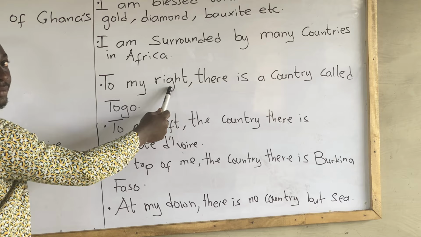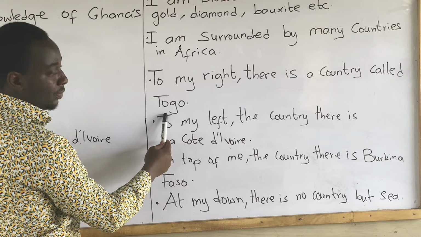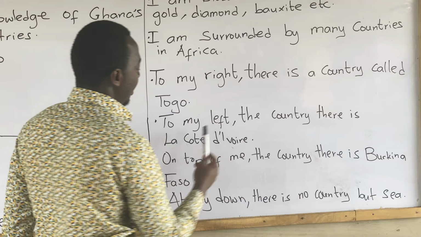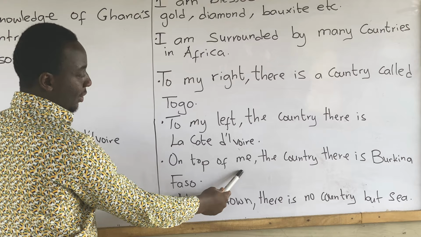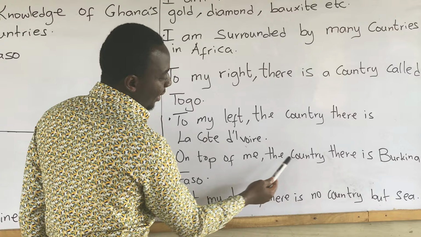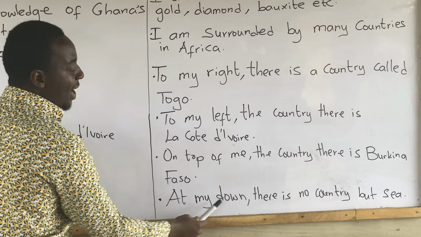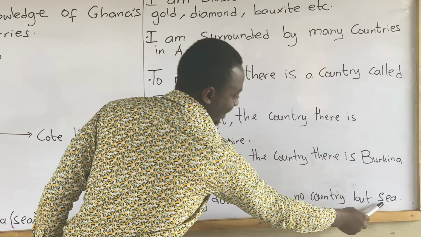there is a country called Togo. To my left, the country there is La Côte d'Ivoire. On top of me, the country there is Burkina Faso. At my down, there is no country, but sea.